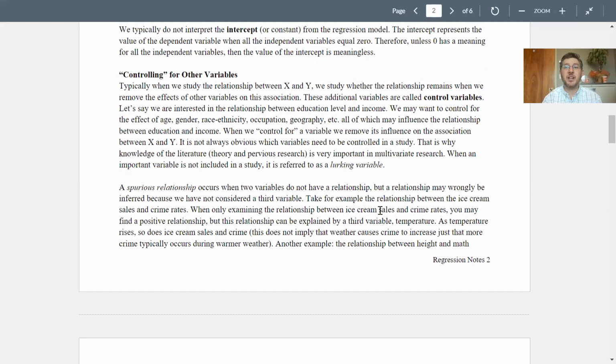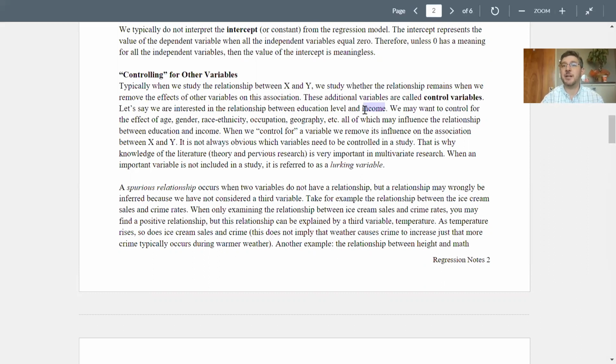You'll hear a lot of times when we talk about regression analysis that we're controlling for other variables. What we really mean by that is that we want to look at the relationship between X and Y after we've held constant all of the other variables in the model. So in the example here, you want to look at the relationship between education level and income. We may also want to control for other factors that might influence income, right?